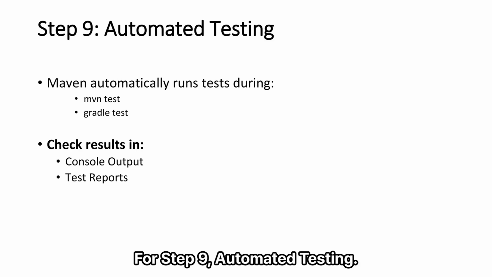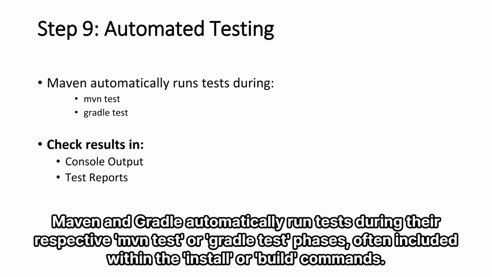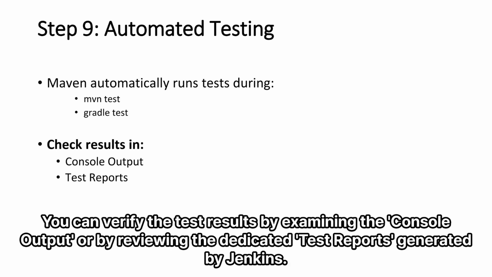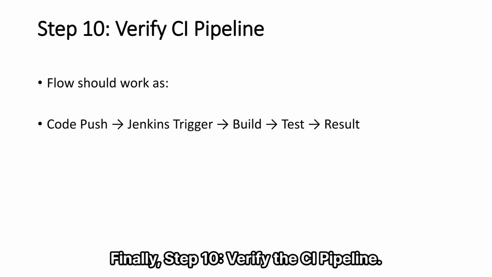For step 9, automated testing. Maven and Gradle automatically run tests during their respective mvn test or gradle test phases, often included within the install or build commands. You can verify the test results by examining the console output or by reviewing the dedicated test reports generated by Jenkins.